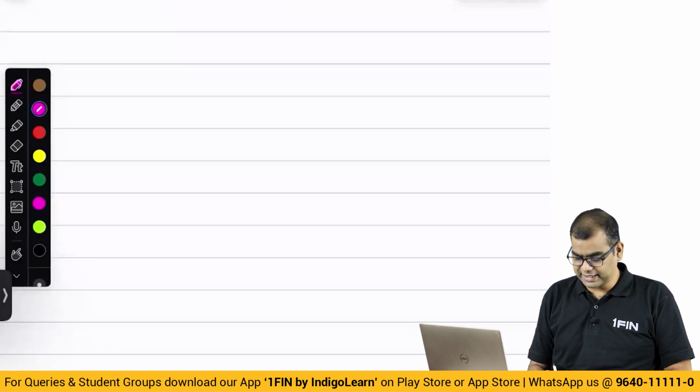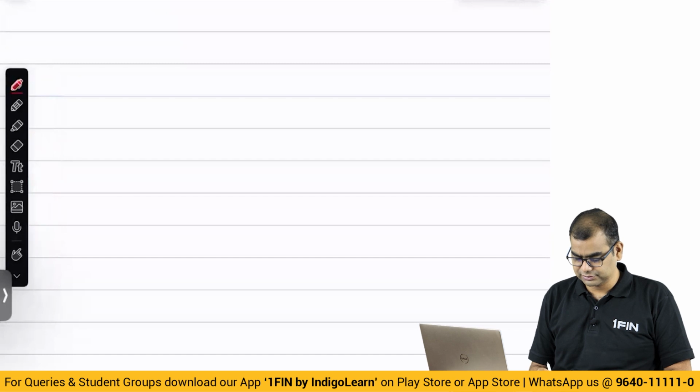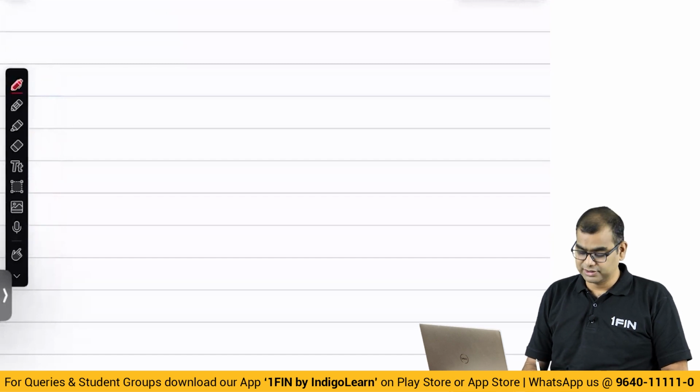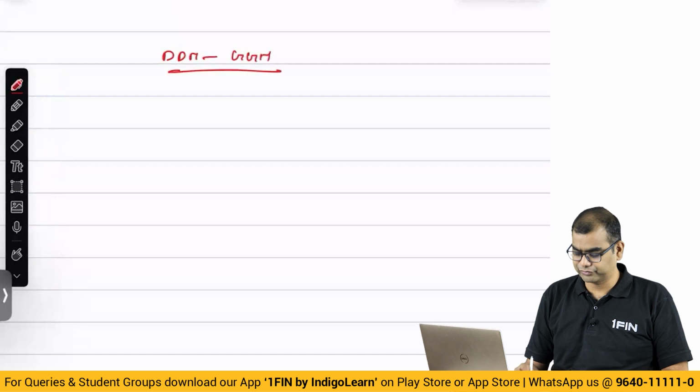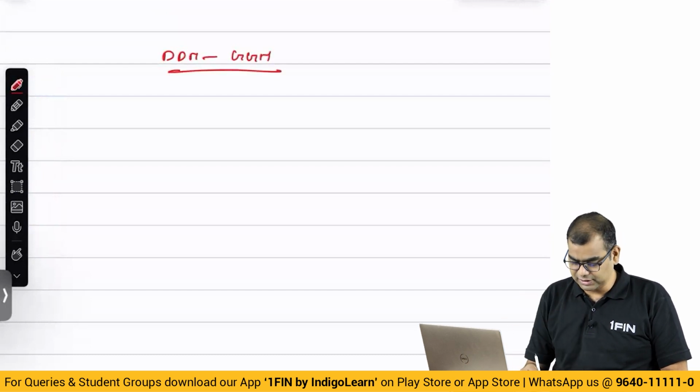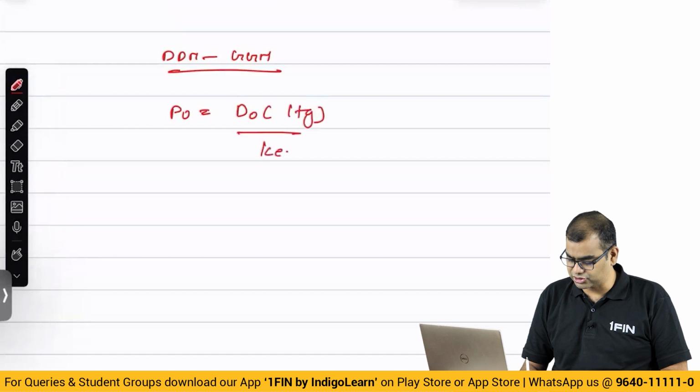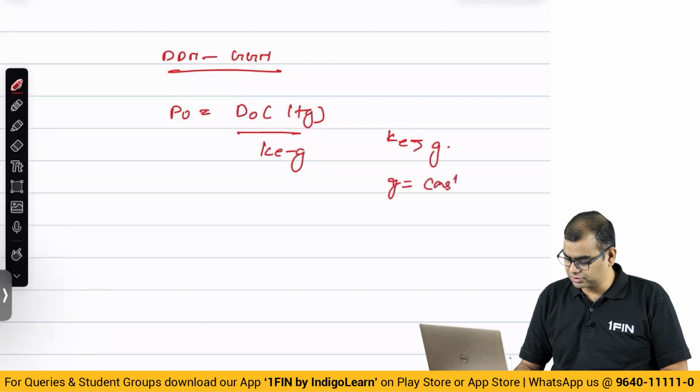Now, what are the key aspects that you have to recollect? This is the dividend discount model, or Gordon growth model. Okay, it is called either way. You are discounting dividends, in that you are applying this formula: P0, which is the price of the stock as of today, is equal to D0 into (1 plus g) by (KE minus g), where KE is greater than g and g is the constant dividend growth.